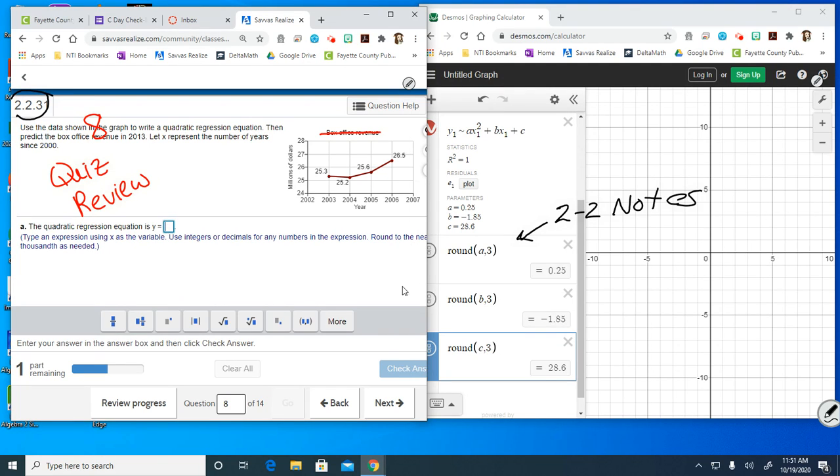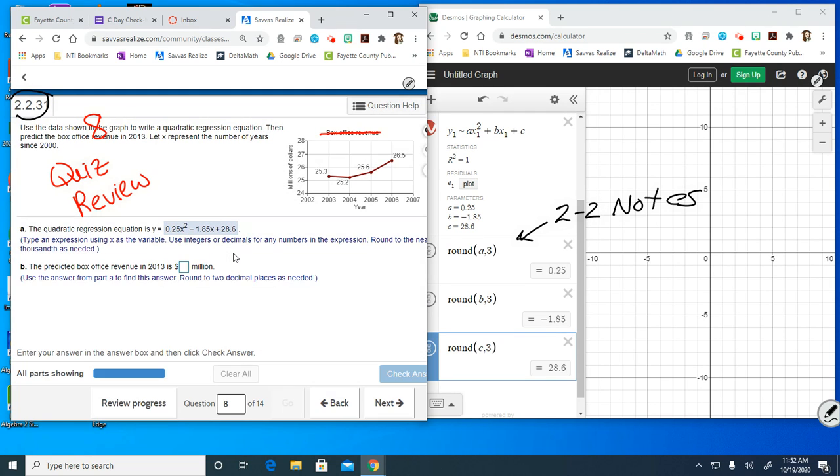Then I'm going to type everything in with my a, b, and c values in standard form. I use y equals ax squared plus bx plus c, replacing the numbers for a, b, and c. So y equals 0.25x squared minus 1.85x plus 28.6. I'll check my answer. Correct.